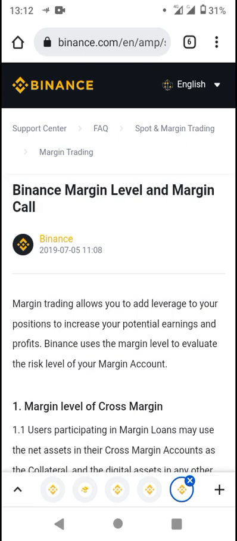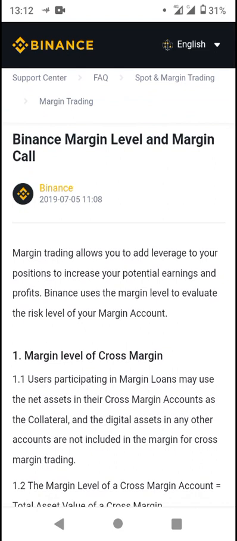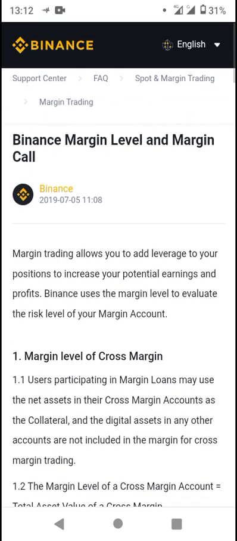Binance margin level and margin call are one of the key components of the Binance margin that crypto traders should take note of when trading on the Binance platform. Margin trading allows you to add leverage to your positions to increase your potential earnings and profits.